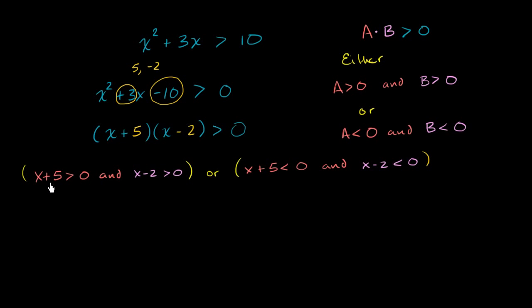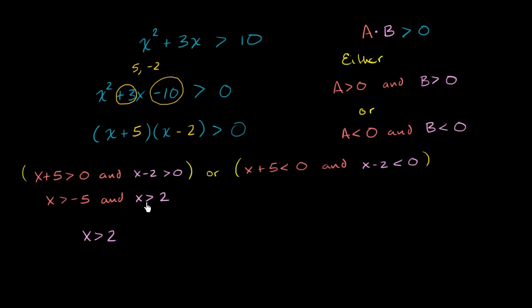So let's look at this. Either they're both positive. So if both of these expressions are positive, what do we know about x? Well, if you subtract 5 from both sides of this inequality, you get x is greater than negative 5. And if you add 2 to both sides of that inequality, you're going to get x is greater than 2. So if x is greater than negative 5 and x is greater than 2, what do we know about x? Well, any x that's greater than 2 is going to be greater than negative 5. So we could just simplify this to saying that x is greater than 2. So all of this is equivalent to saying x is greater than 2.